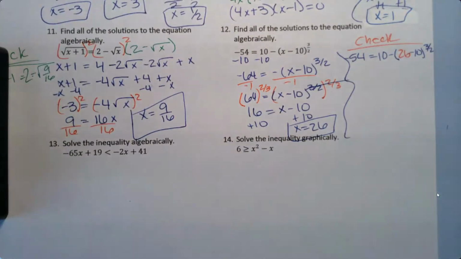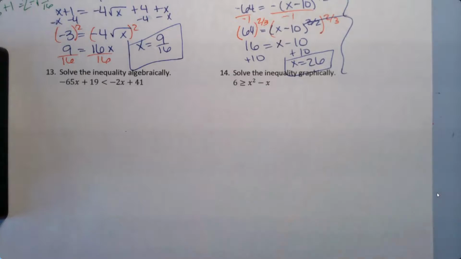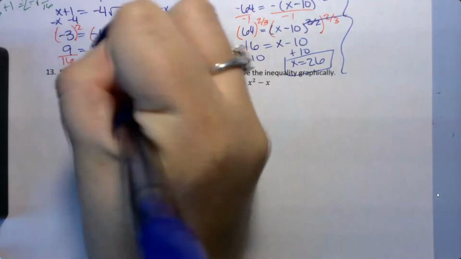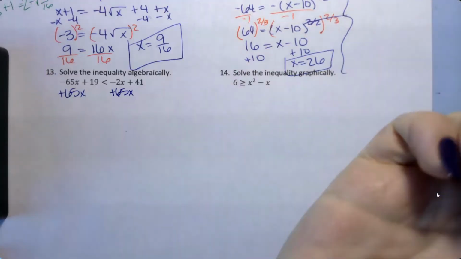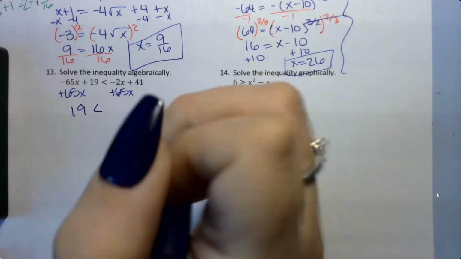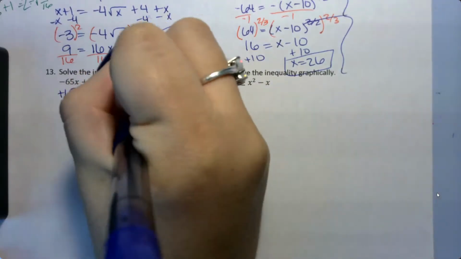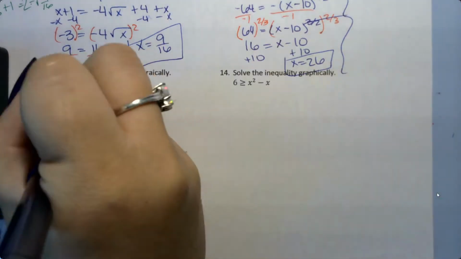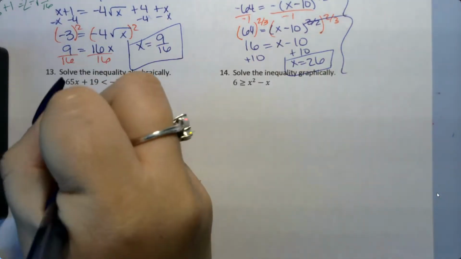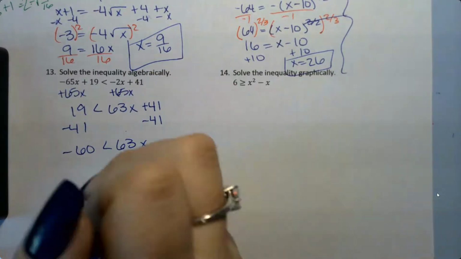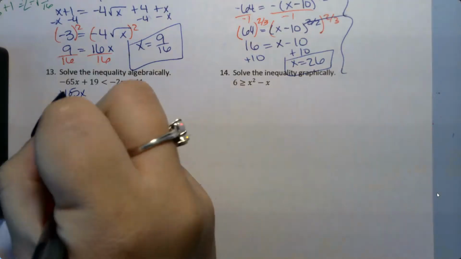Okay, then the last two I have are inequalities. Number 13 wants me to solve it algebraically, so by hand. I am going to add the 65x to both sides because I like working with positive x terms. So I'm going to have 19 is less than 63x plus 41. I want to go ahead and subtract 41 from both sides, which gives me negative 60 is less than 63x.